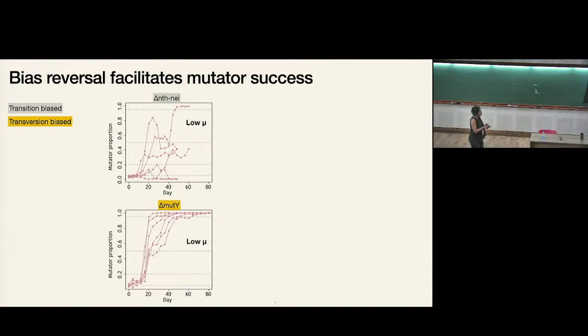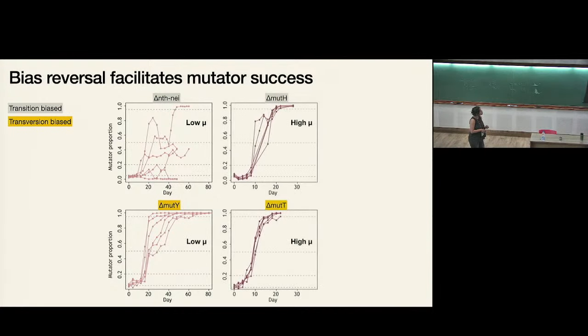And a few other cases where it's sort of hovering in between, not able to really fix yet. But in the MUT-Y case, poof, it goes up right away in every replicate, and it's fixed very, very quickly, right? What happens with the high mutation rate strains? They fix really fast, they fix very parallelly, and there's a small difference between H and T, where the case where we have more transversions fixes a little bit faster.